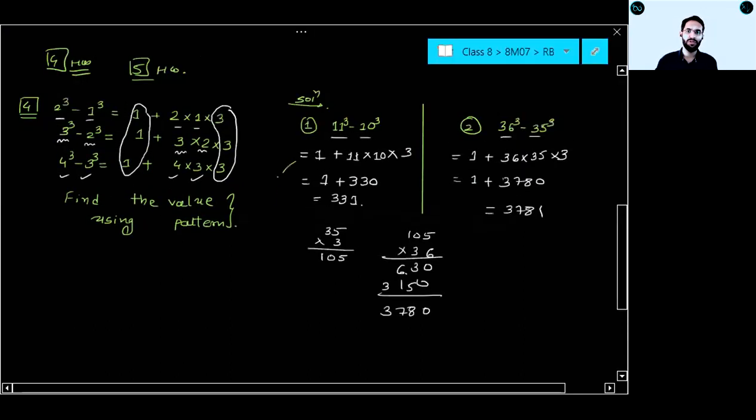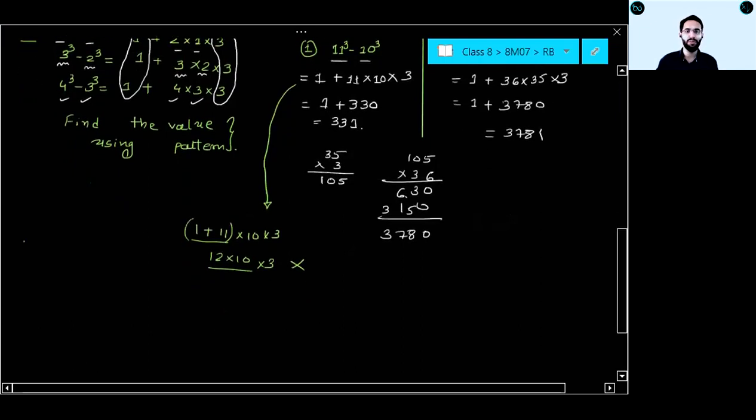Some students are doing this a different way: 1 plus 11 into 10 into 3. First you multiply with 1 plus 11. First we'll add 1 plus 11, that is 12. 12 into 10, 120. 120 into 360. This is wrong. Why is this wrong?